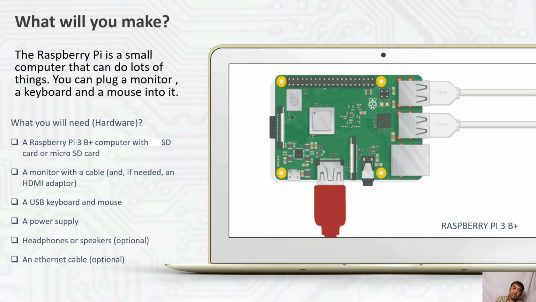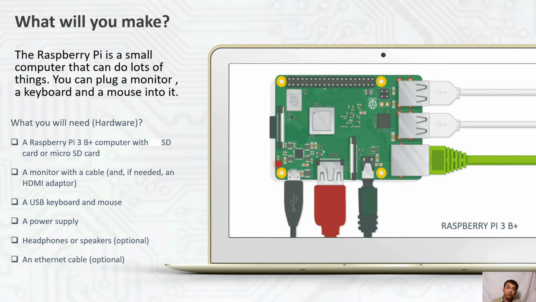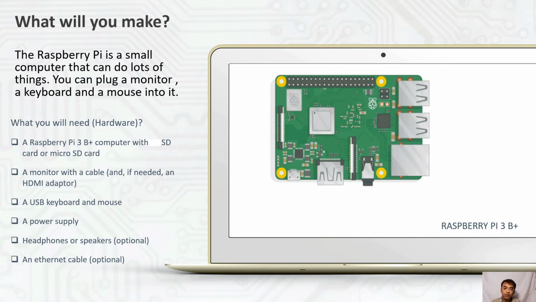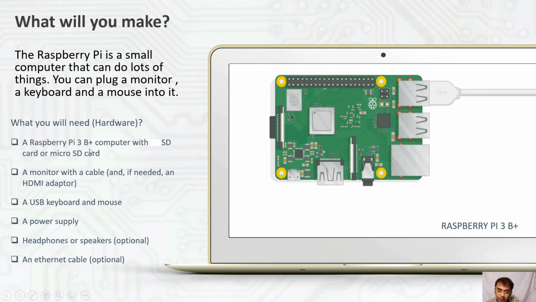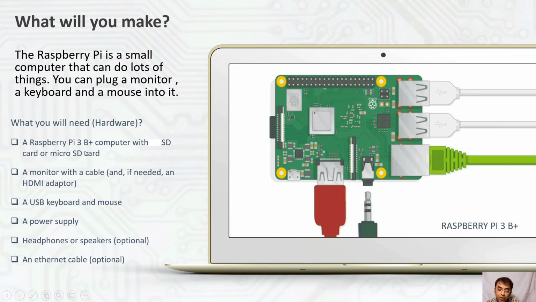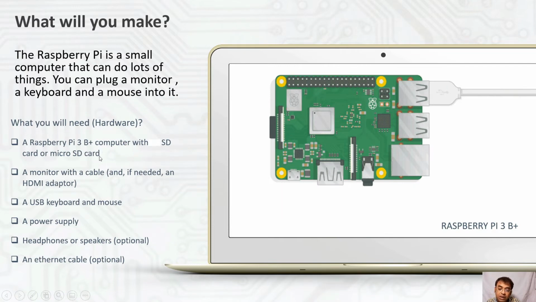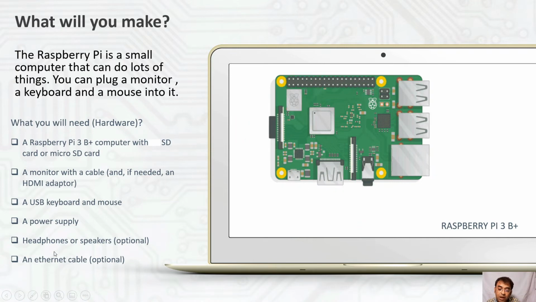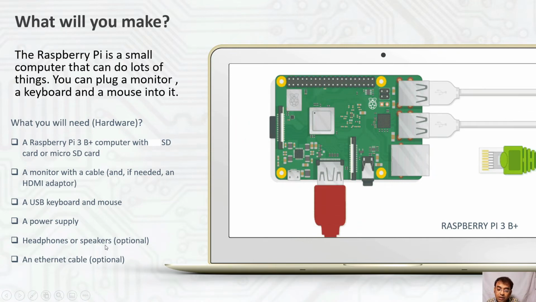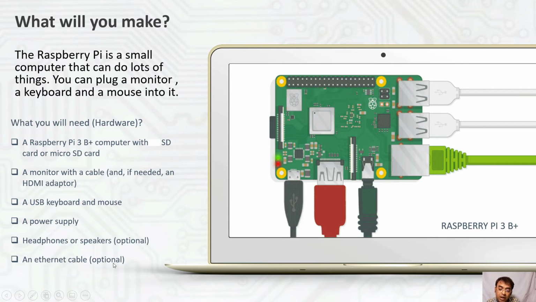What will you make? The Raspberry Pi is a small computer that can do a lot of things. You can plug a monitor, a keyboard, and mouse into it. What you will need, that is the hardware: a Raspberry Pi 3B Plus computer with SD card or micro SD card, a monitor with cable, a USB keyboard and mouse, a power supply, headphones or speakers, optional, and Ethernet cable optional.